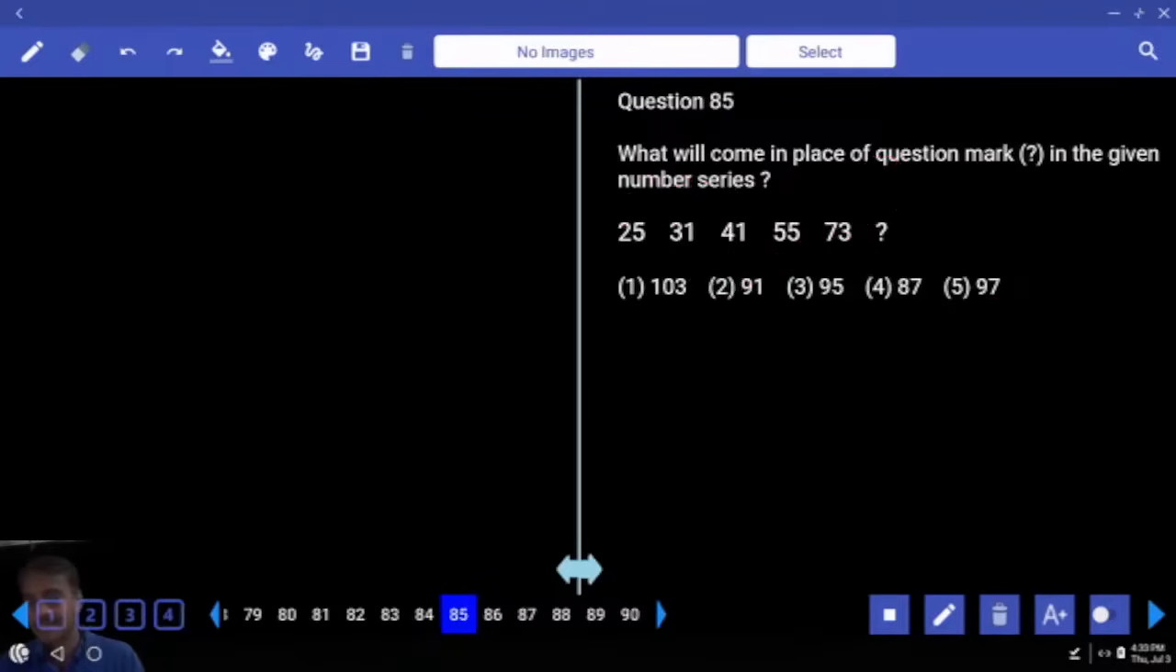85. Now 85, differences are what? 6. Now it is 10. The next one 14. 6, 10, 14. Here it is 18. Plus 4, plus 4, plus 4, plus 22. 73 plus 22, 95, choice. 85 choice. Done? Now this is about question numbers, paper number 26.